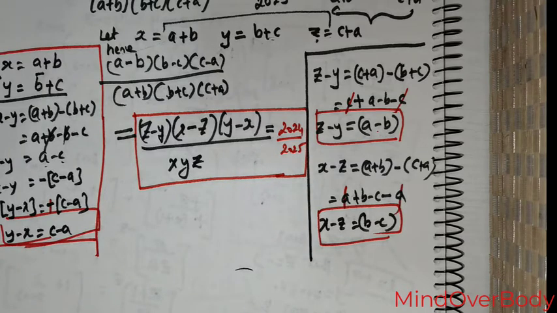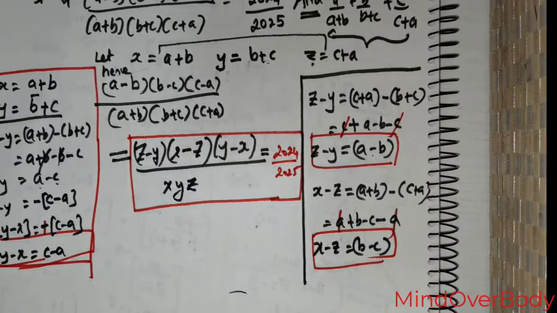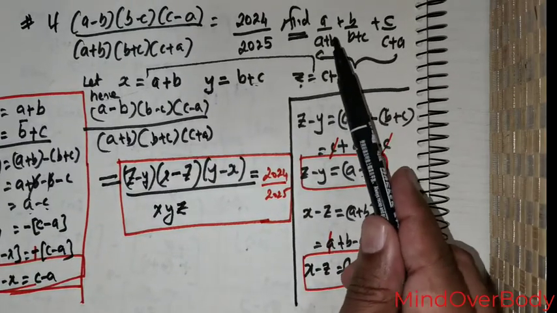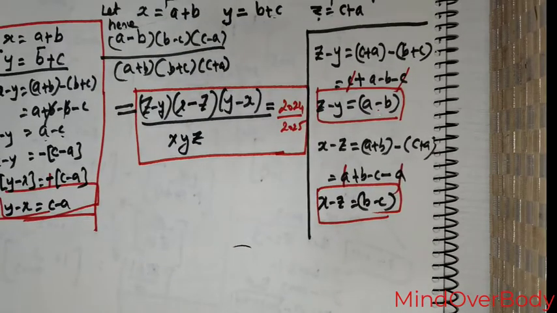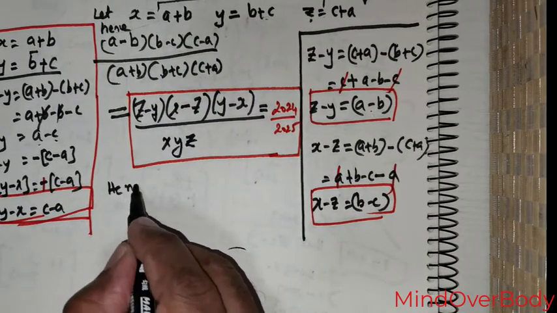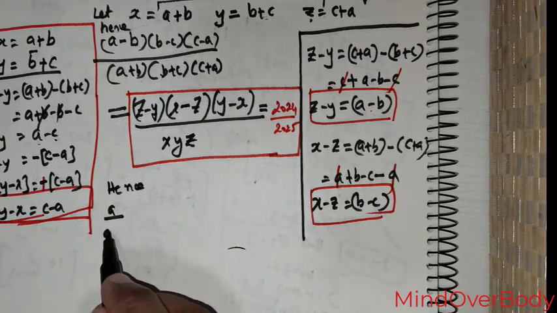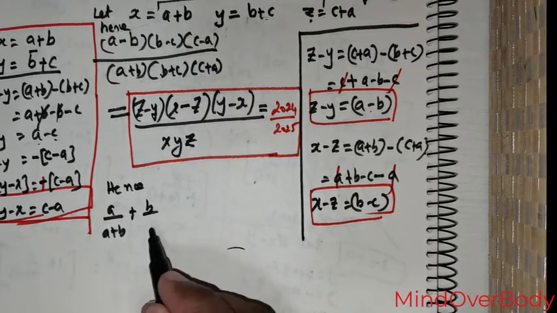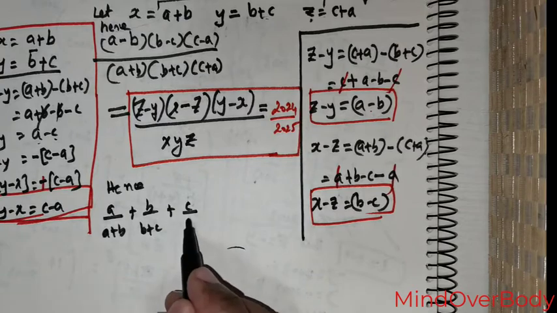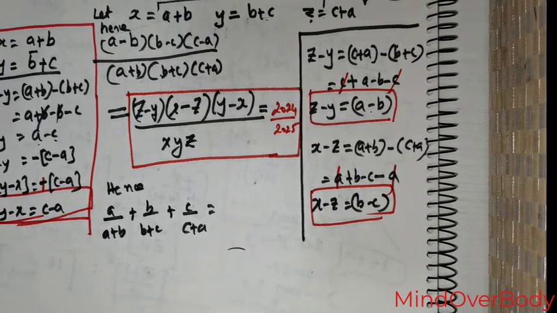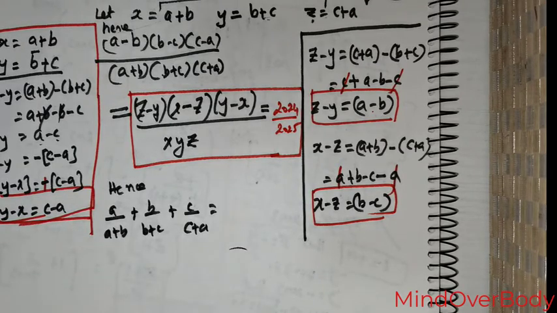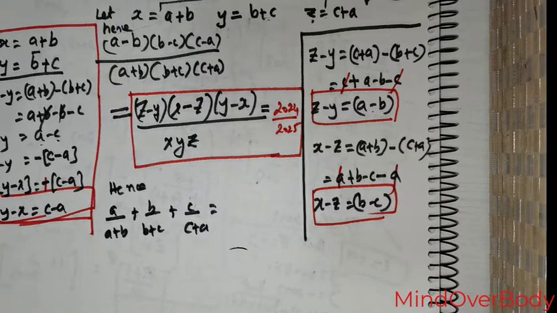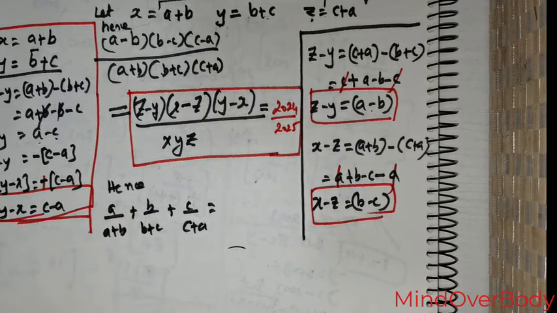Okay, but this is not the end of the question. We are just getting started. The question wants us to find the value of A. So I'm going to write that hence A divided by (A + B), plus B divided by (B + C), plus C divided by (C + A) is equal to, if I can make the representation in XYZ, I'm sure we will reach the solution. So now, how do I give a representation for A?